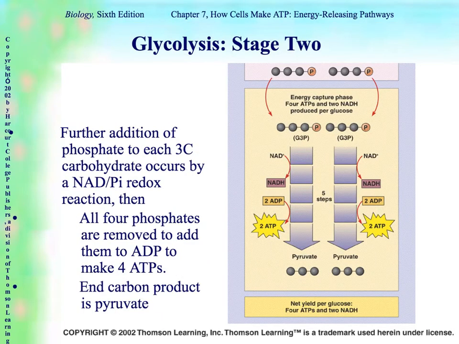Okay, after that, here's our G3P. We have 2 G3Ps. There are like 5 other steps, and you don't have to know the details for that. But what we're going to do is we're going to make some energy. It says further addition of phosphate to each of the 3-carbon carbohydrates occurs by NAD phosphate redox reaction. All 4 phosphates are removed to add them to ADP to make 4 ATPs. So basically it's kind of complicated, but what we're going to do is make some NADH, and we're going to make some ATP. And in the end, we're going to make 2 molecules of pyruvate, which are 3 carbons each.